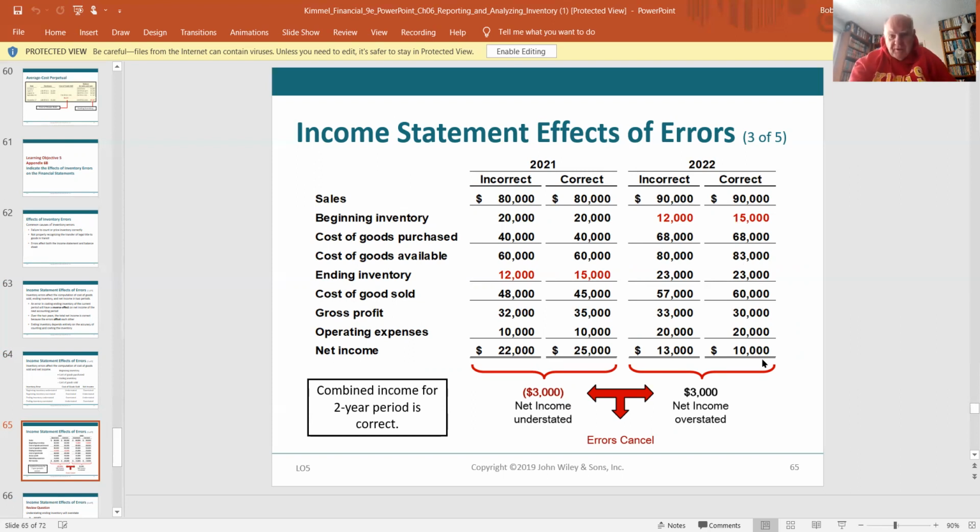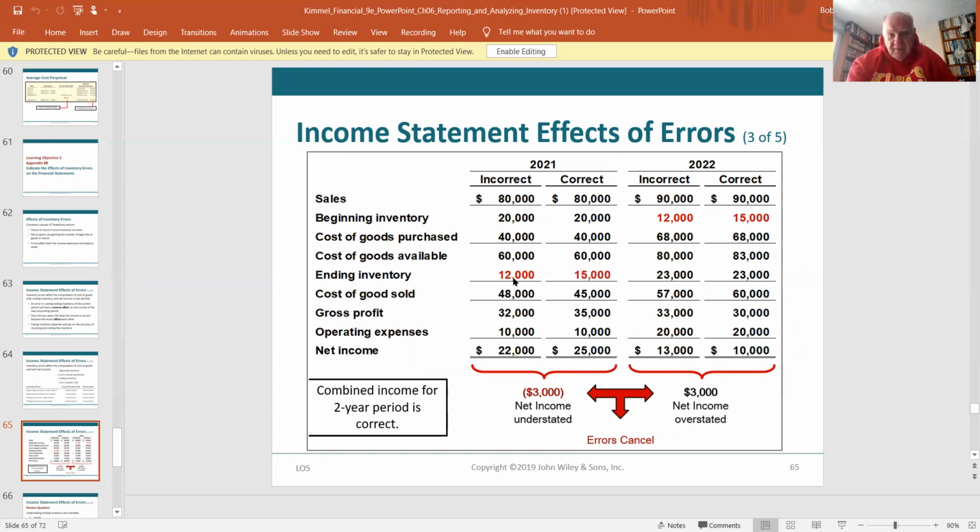But look what happens when you botch it up. They made a mistake. They only counted 12,000. So their net income only turned out to be 22,000. Suppose this is a big company. Let's say that's $2 million. Well, the boss might look at that and say, geez, we lost $3 million. He said, I better lay off the third shift. You could easily lead management into a bad business decision by having a poor inventory count.